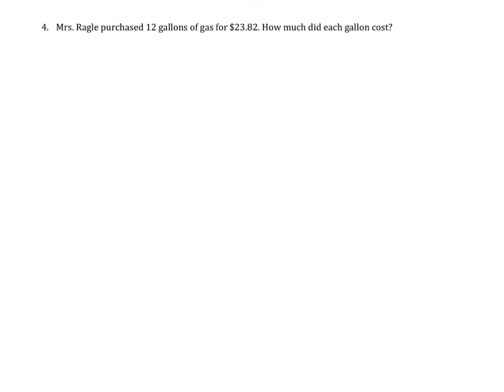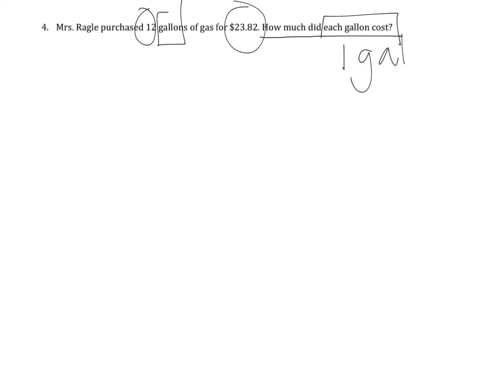Our last question is, how much did each gallon cost? Well, we know that each gallon means just 1 gallon. So Miss Regal purchased 12 gallons of gas for $23.82. So we know her total was $23.82. Well, if I took that total and divided it by the 12 gallons she bought, I could then figure out how much just 1 gallon was.